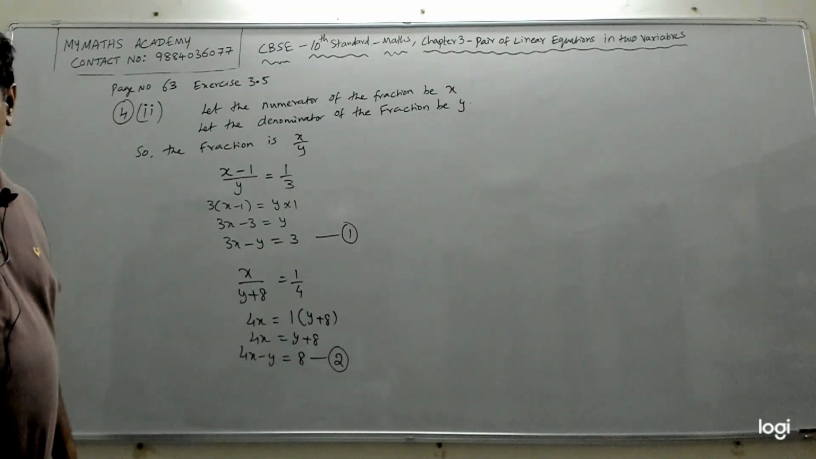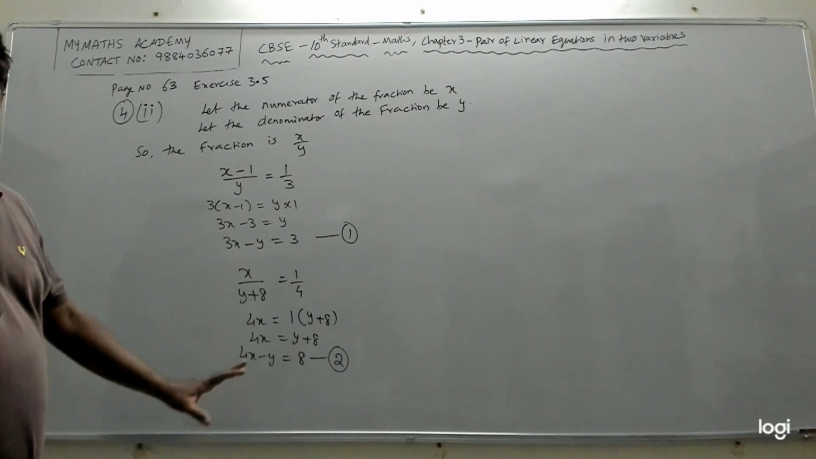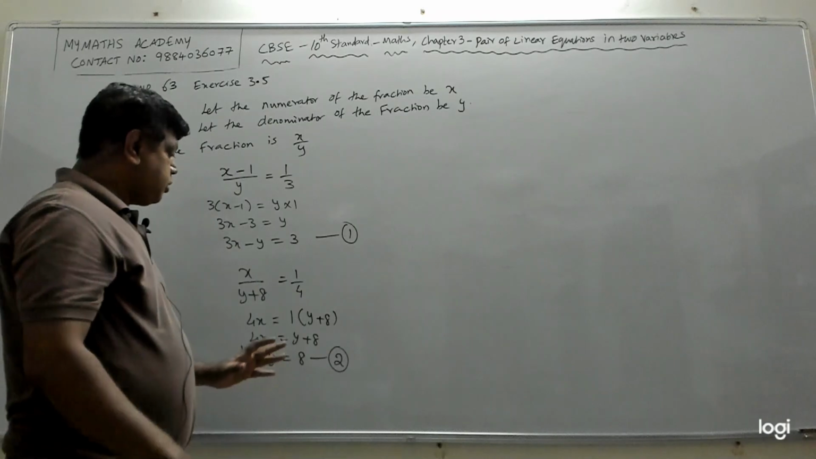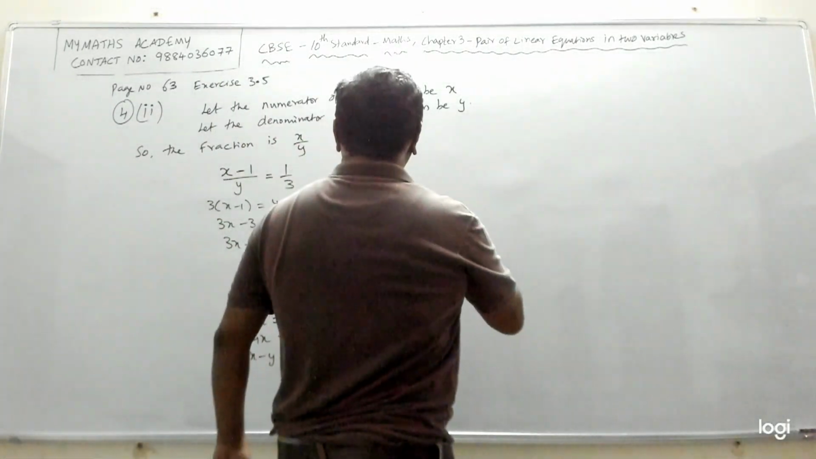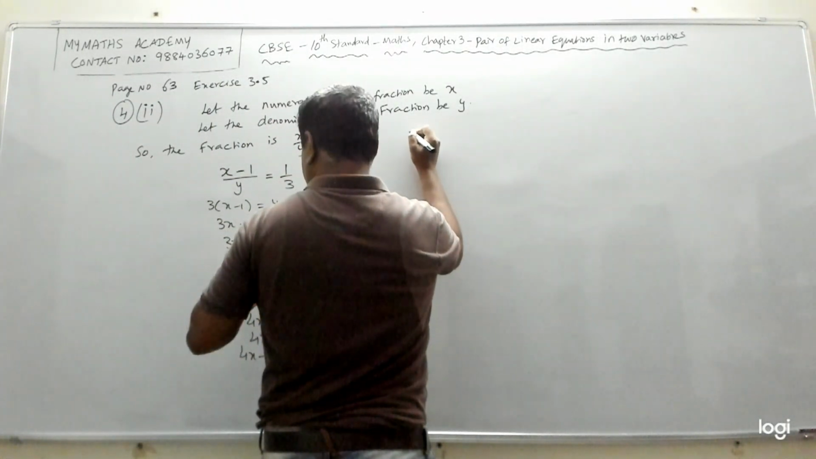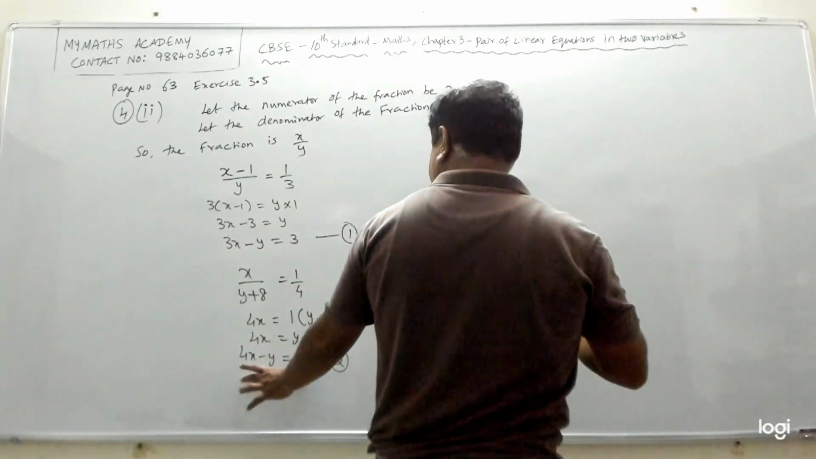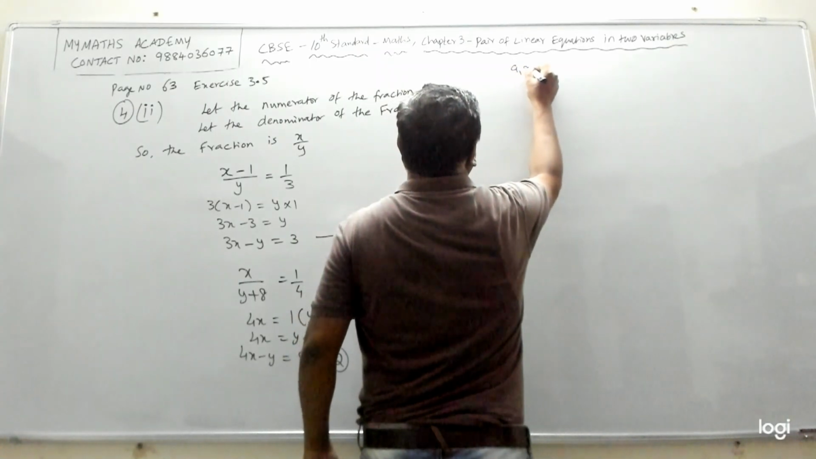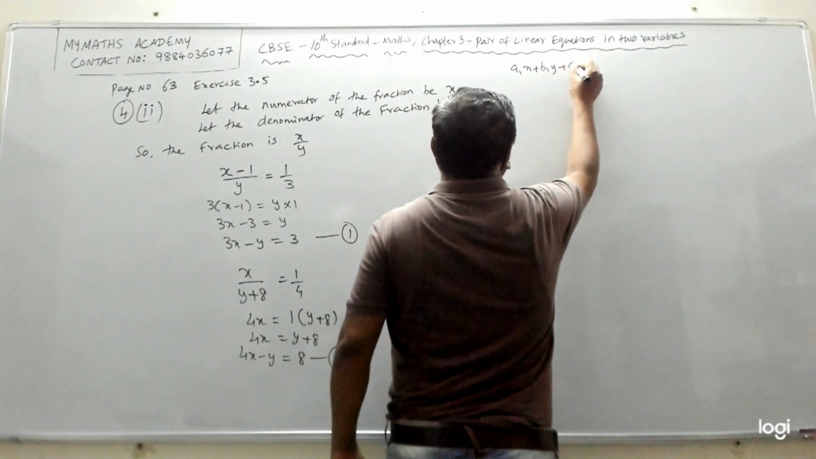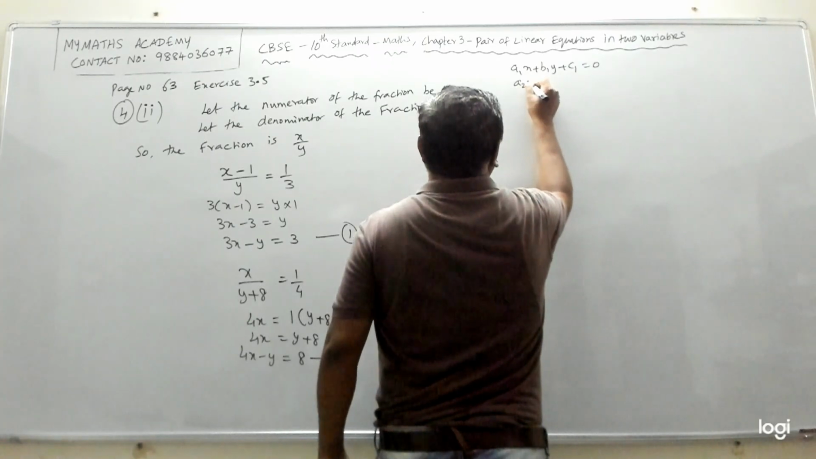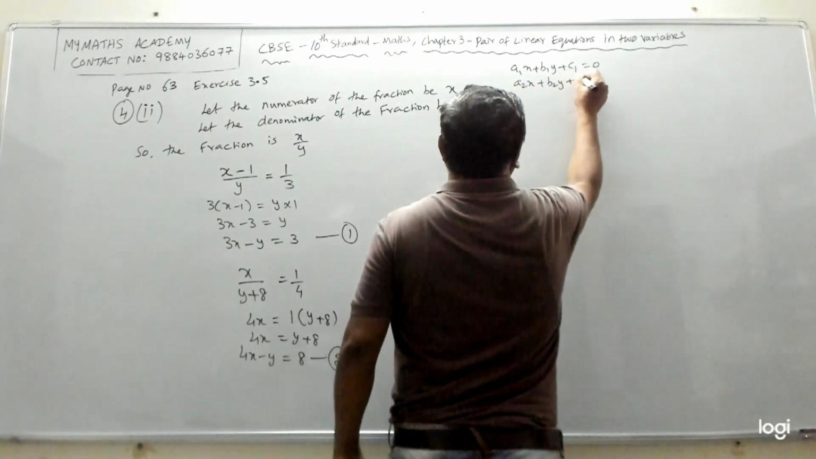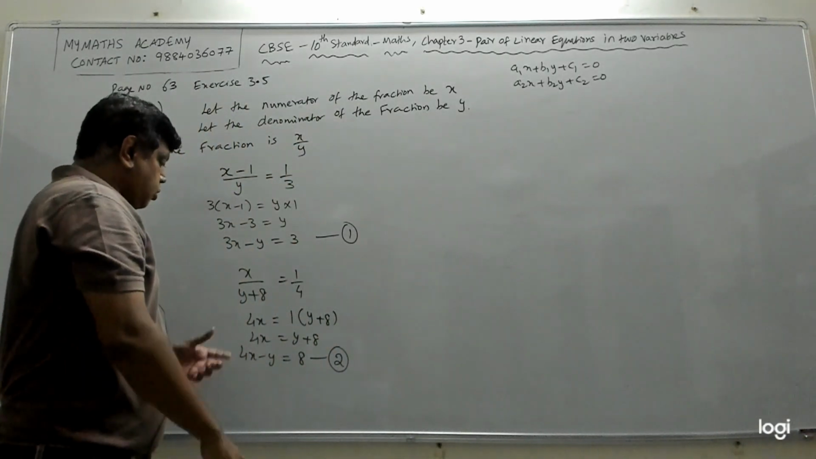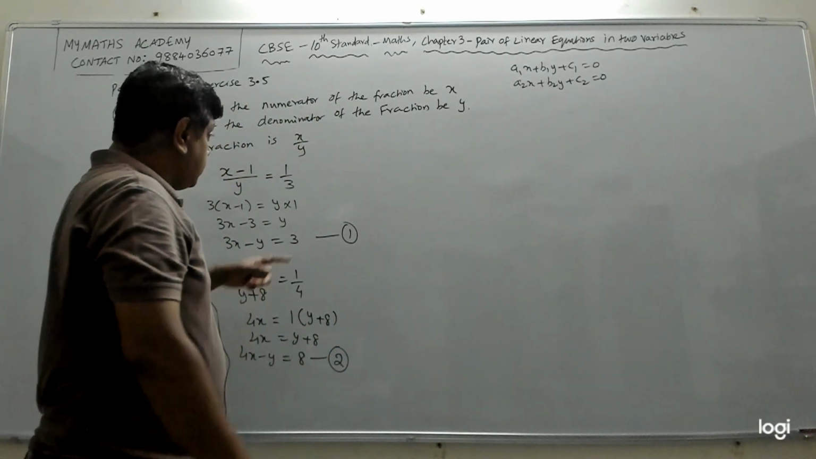Now what we should do? We should find whether the solution exists. Which means we should find A1, A2, B1, B2, C1, C2. So let's write the given two equations in the general form. What is the general form? A1x plus B1y plus C1 equal to 0. A2x plus B2y plus C2 equal to 0. This is the general form of linear equation in two variables. So let's write these two equations in this form.